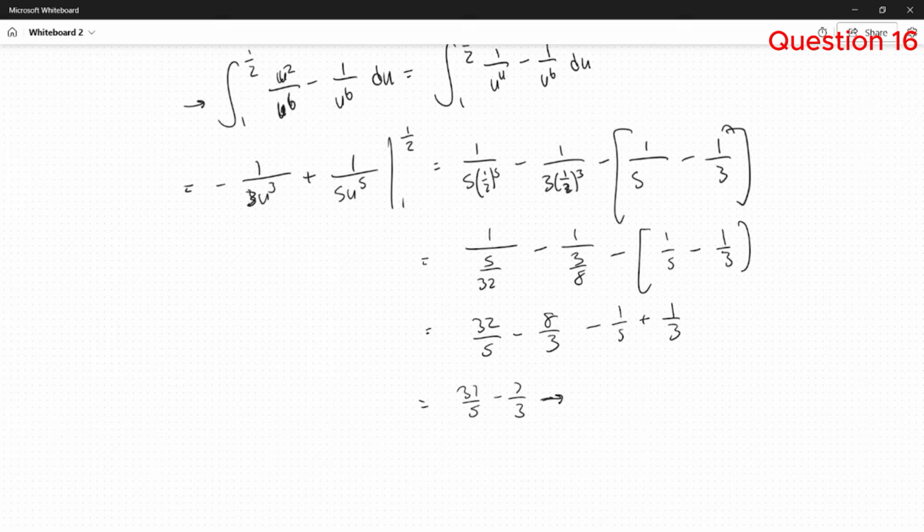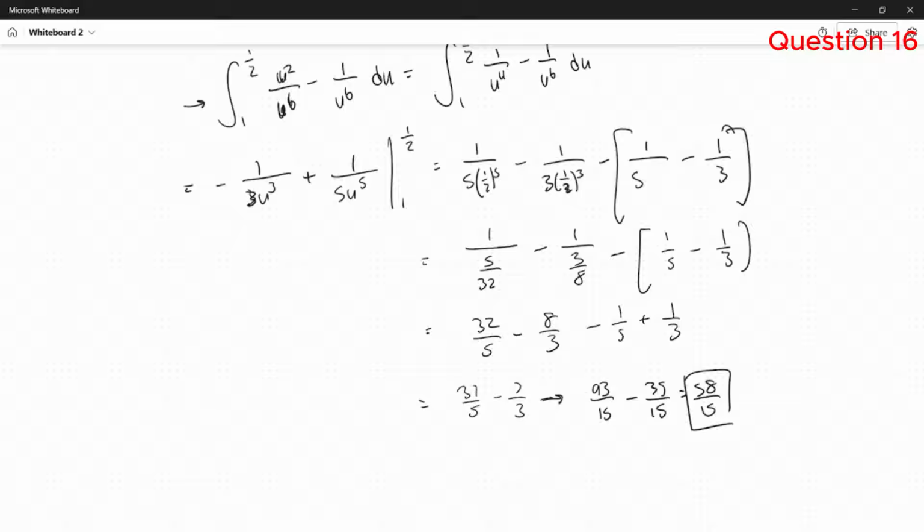We have to do a common denominator now. We would get 93 over 15ths minus 35 over 15ths. That results in our final solution of 58 over 15ths as the solution to this integral.